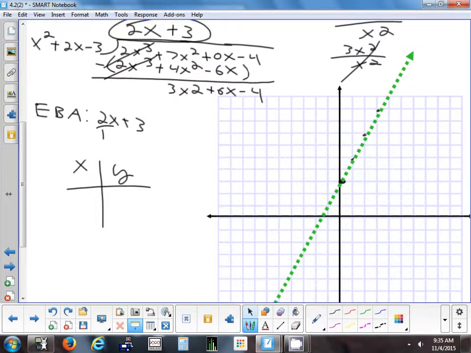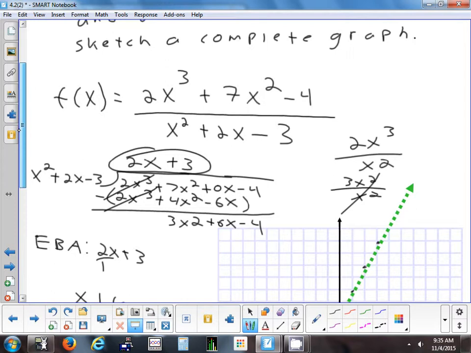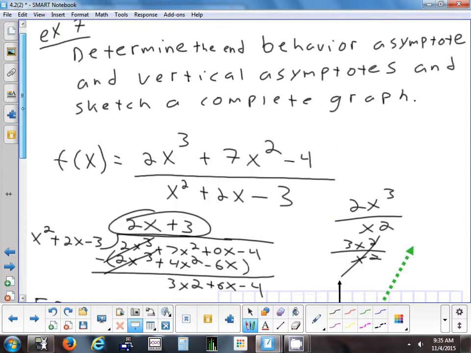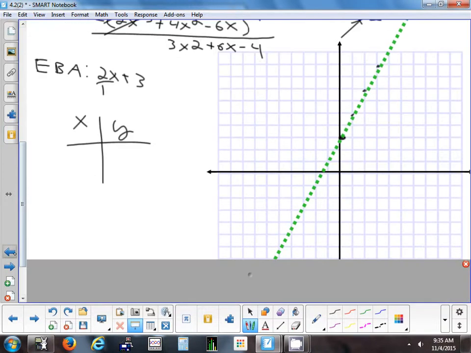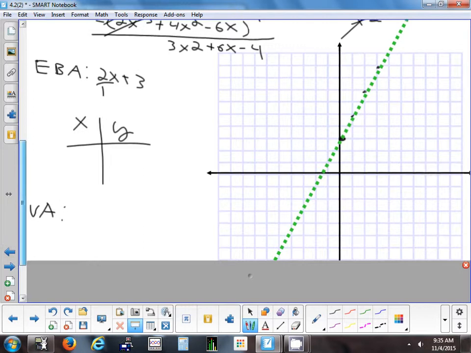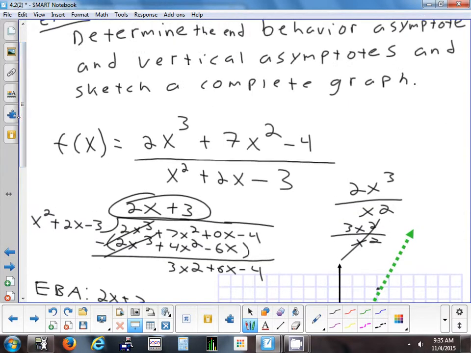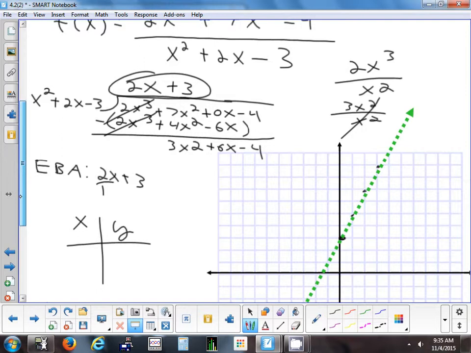All right, so we got that. What else did they ask us to find? End behavior asymptote, that's good. Vertical asymptotes. Vertical asymptotes are where what happens? What makes the denominator 0? Whatever makes the denominator 0: x squared plus 2x minus 3.